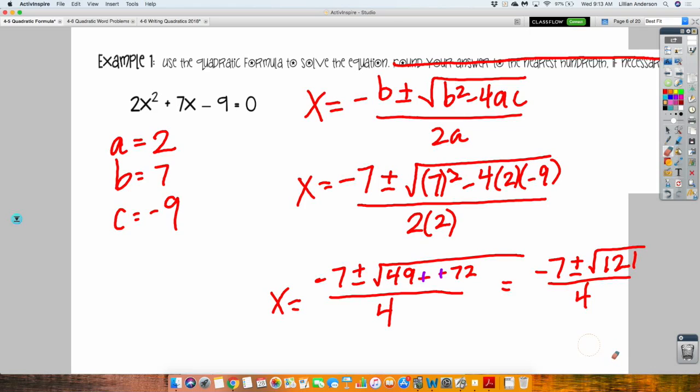Is 121 a perfect square? Say again? 11. It is. So when this happens, when the number that's underneath the square root is a positive number that goes in evenly, you're going to get two solutions. Your first solution is going to be what you get when you do negative 7 plus 11 divided by 4. And your second solution is going to be what you get when you do negative 7 minus 11 over 4.